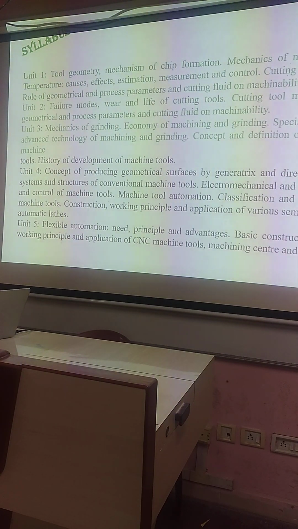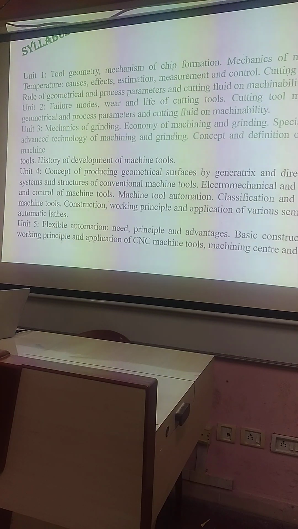in different modes. It is under flood cooling, minimum quantity lubrication, where cutting fluid comes in the form of mist by mixing it in compressed air. Next, cryogenic cooling. And next important is the cutting tool. What are the cutting tool failures? Wear, and what is the tool life?